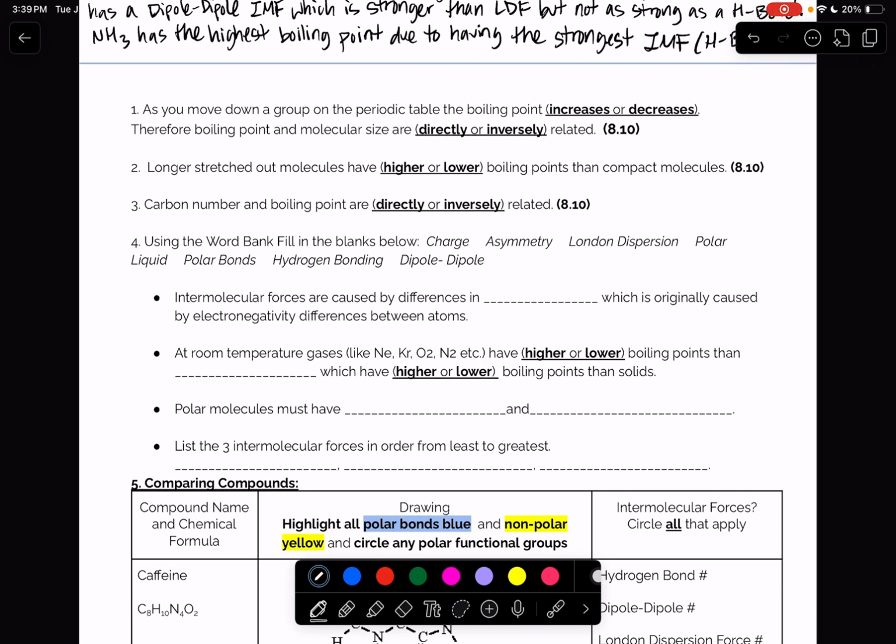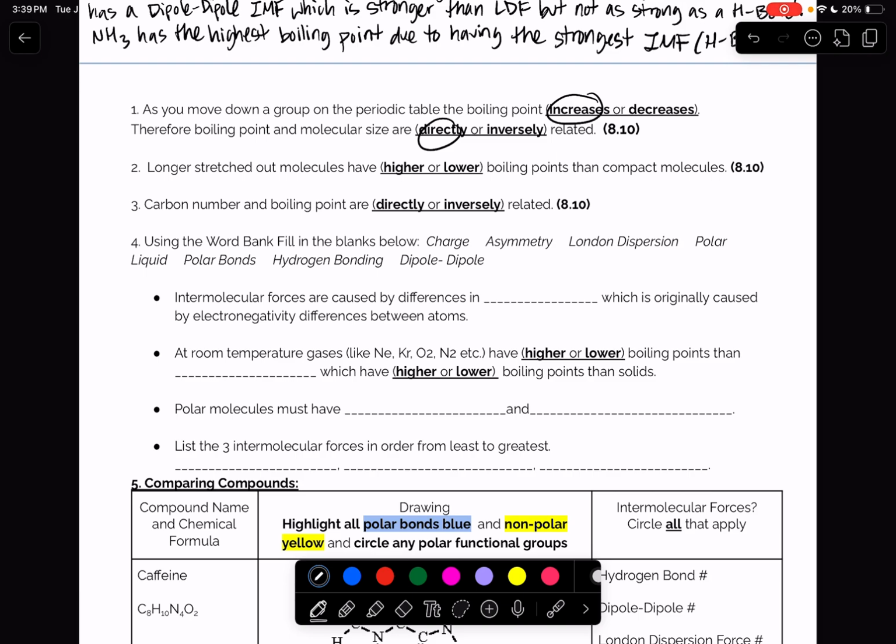These questions are coming from some of your Noteful sections. We're going to go through these together and talk about them. The first one is, as you move down a group on the periodic table, does the boiling point increase or decrease? The trend is, as you move down a group on the periodic table, the boiling point is going to increase. Therefore, boiling point and molecular size are directly related. So as an atom gets bigger, the boiling point increases.